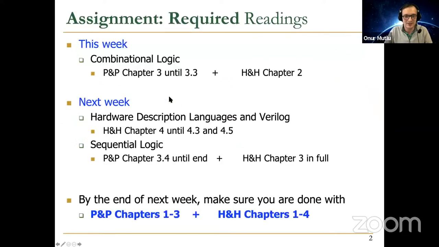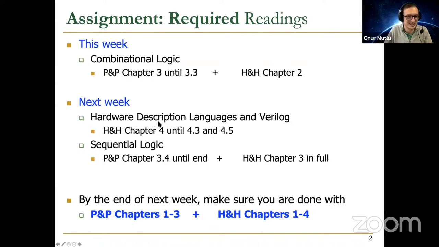Okay, before I start, I should remind you of these readings. Basically, as I mentioned earlier, there are no real required readings. I will call these required because these will help you if you actually do that. And this week, we have the combinational logic, as you can see, also next week, actually. But it's better if you can do it this week so that when you get to the lectures, you know more. And you can see Patt and Patel chapters 3 until 3.3.